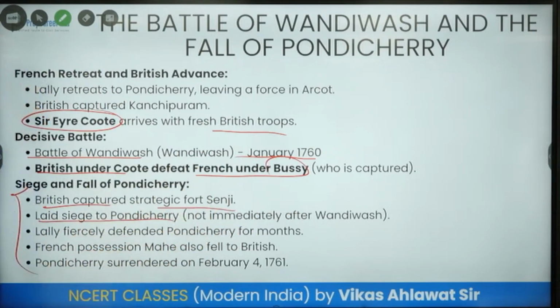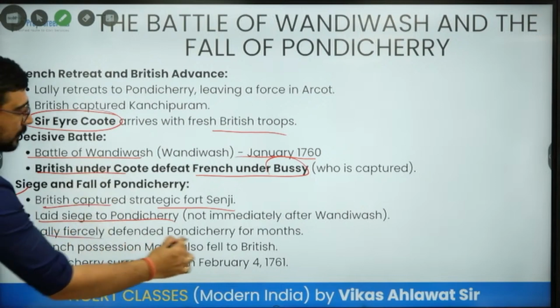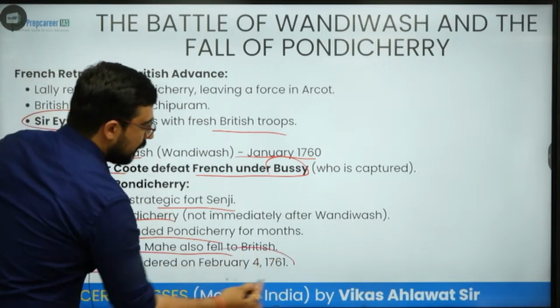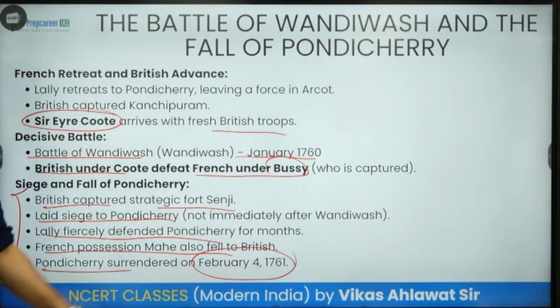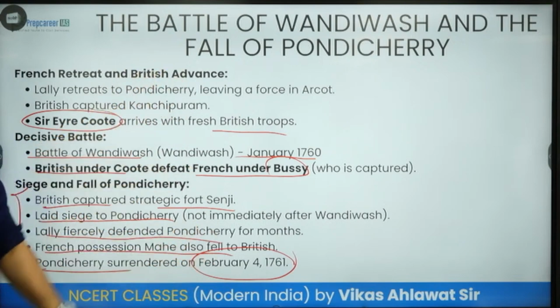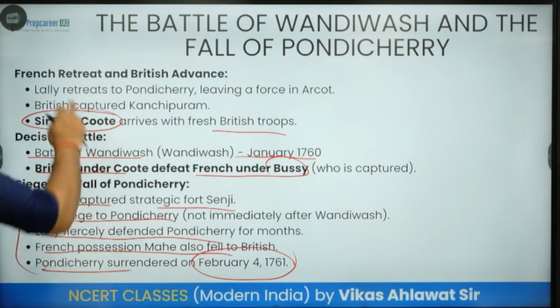They even laid siege to Pondicherry later on. They fiercely defended Pondicherry for months, but however, the British possession of Mahe also fell, and Pondicherry also surrendered by February 1761. So once we see the downfall at the Battle of Wandiwash, Pondicherry fell within a month. Within a month that too was finished, by February 1761. Thereafter, they signed a treaty.